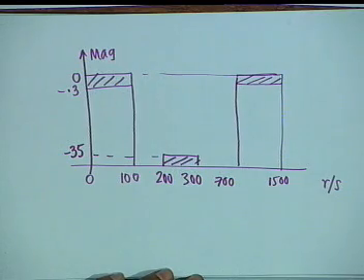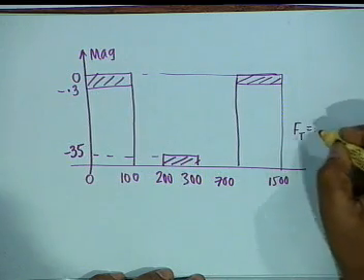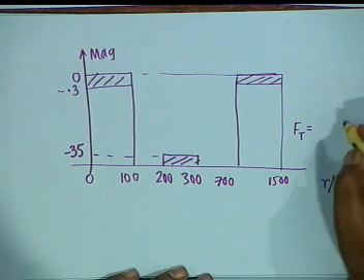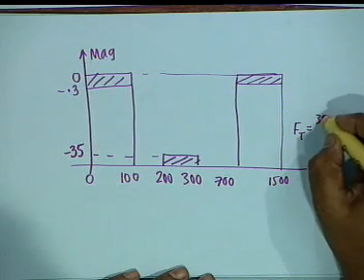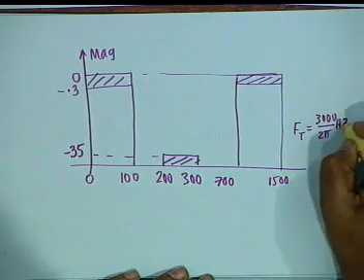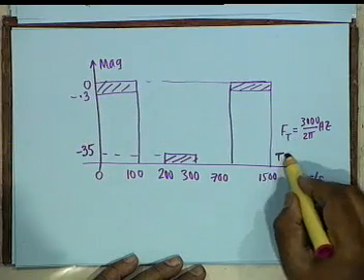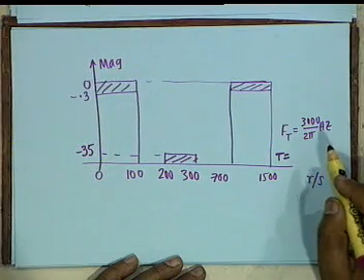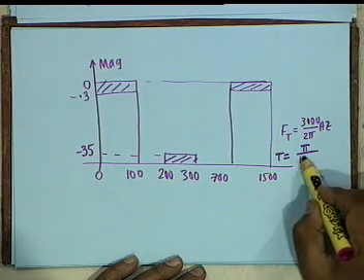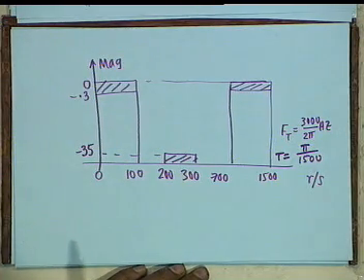Which means that the sampling frequency, FT, 3000 what? 3000 radians per second. So, it is 3000 divided by 2 pi hertz. This is the sampling frequency. What is capital T then? Pi by 1500. Okay, we require this, pi by 1500.